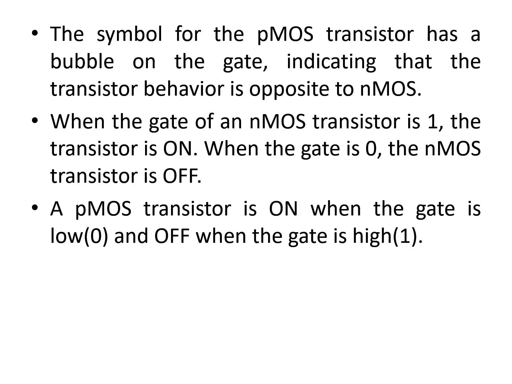The symbol for the PMOS transistor has a bubble on the gate side, indicating that the transistor behavior is the inverse to that of NMOS. When the gate of an NMOS is 1, the transistor is in the switched on state, and when the gate is given 0, the NMOS transistor is off. Similarly, a PMOS transistor is on when the gate is supplied with 0 and it is switched off when the gate is at high state.